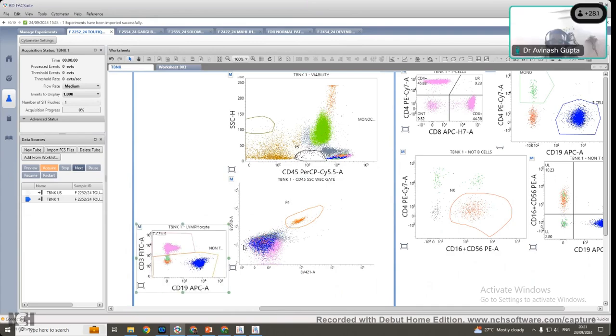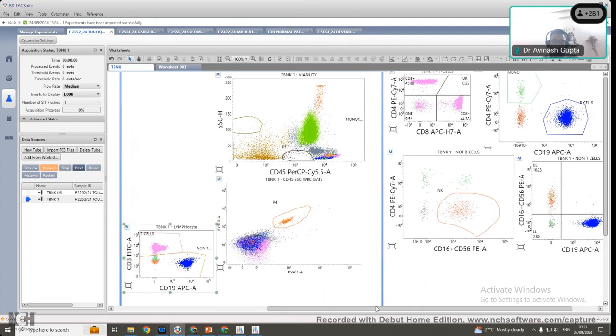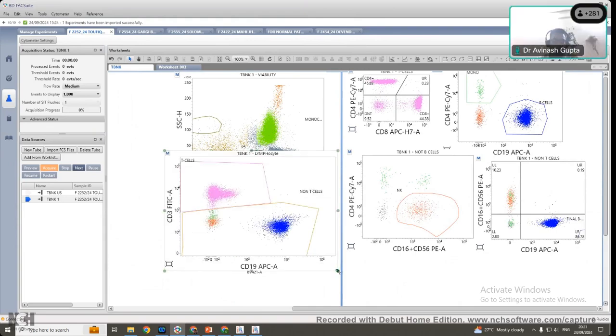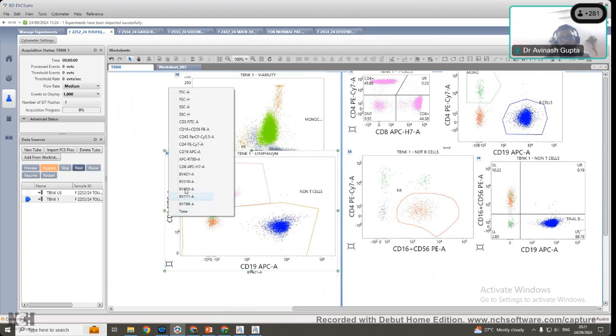Sir, in one of the plots, CD19 versus CD3, the initial plot. Yes, here it is. So can anybody comment whether CD19 positivity is there or something else is there in the pink population? CD3 positivity. I'll give you a clue now. So this is what Dr. Avinash is trying to tell you. I'm sorry, this got stuck.